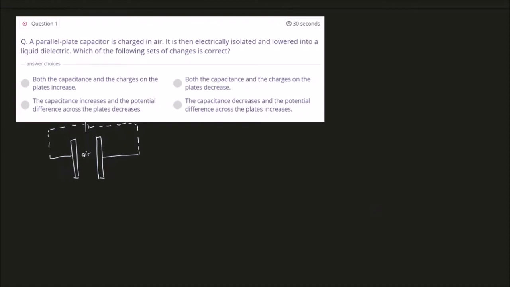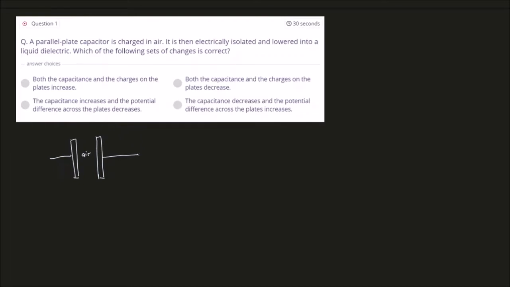Then they say it is electrically isolated. Electrically isolated means you don't provide a loop for the charge to move. In that case, you can say it is charge isolated. It means the charge is unable to move from one place to another. In this case, moving from one plate to another plate is impossible because you isolate the charge by breaking the circuit. You don't allow the circuit to be there.